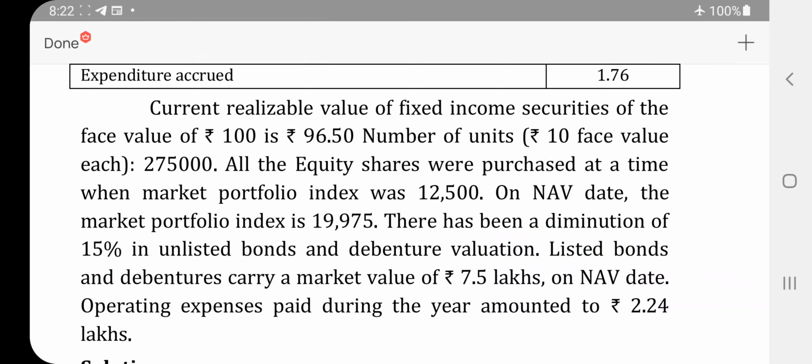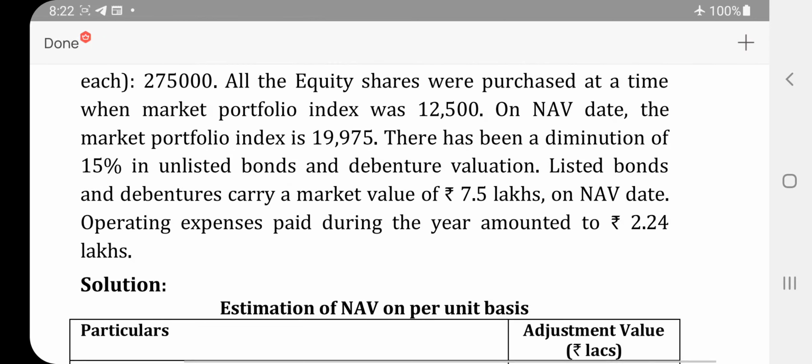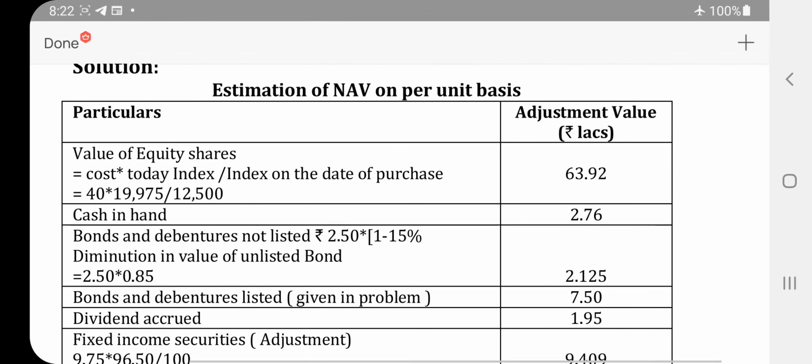So a decrease of 15% we need to reduce from 100%. For example, 1 minus 15% will be 0.85, isn't it? Out of 1, it has been decreased, we need to take it as 1. In 1, how much has been reduced? 15%. 1 minus 15% is obviously 0.85. So to find 0.85, we should multiply it with the total amount of bonds and debentures which are not listed. We need to multiply it, isn't it?